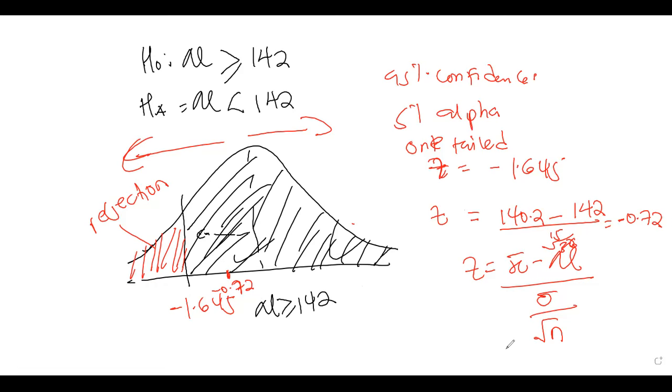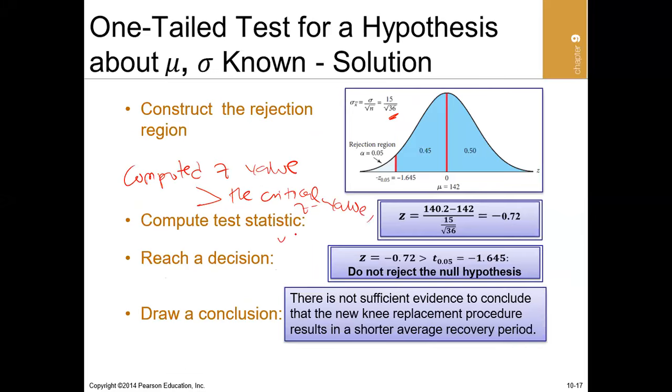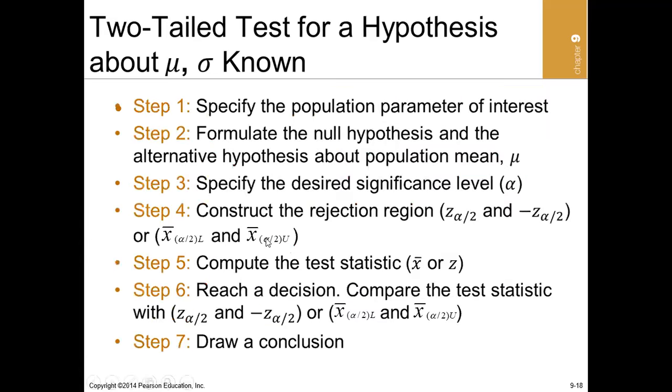Now, this simply means that anytime your computed z-value is greater than the critical z-value, we accept the null hypothesis, like what we just did. All right. Now, let's do two-tailed.